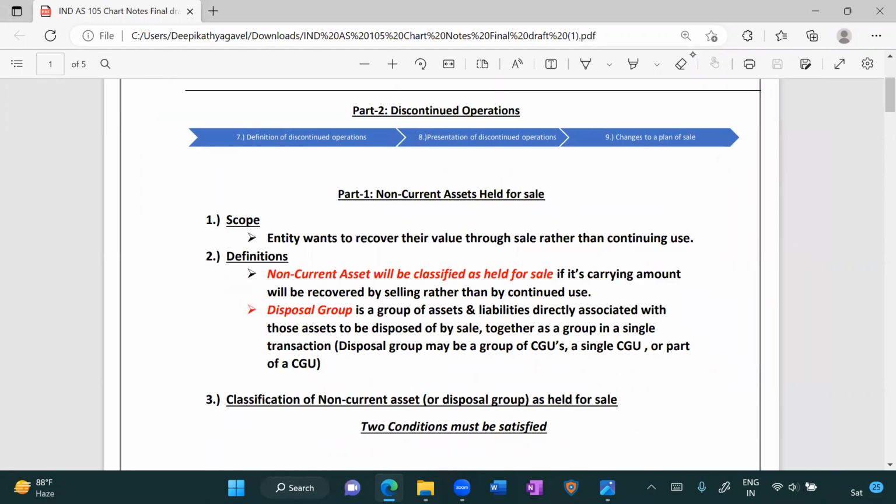So I have divided the standard into two parts. In part one, we'll be dealing with non-current assets held for sale, and in part two, discontinued operations, right? So let's begin with part one.